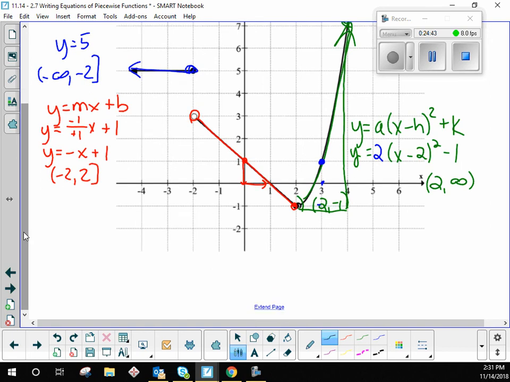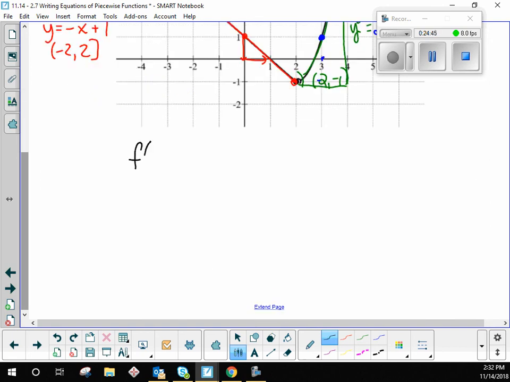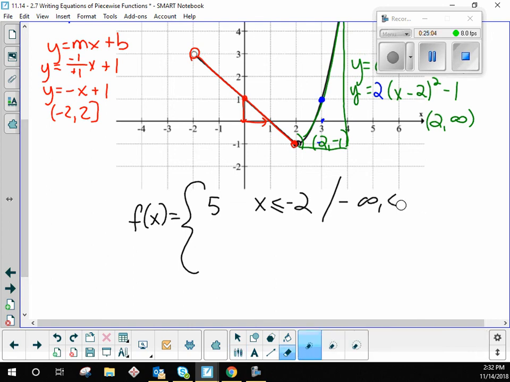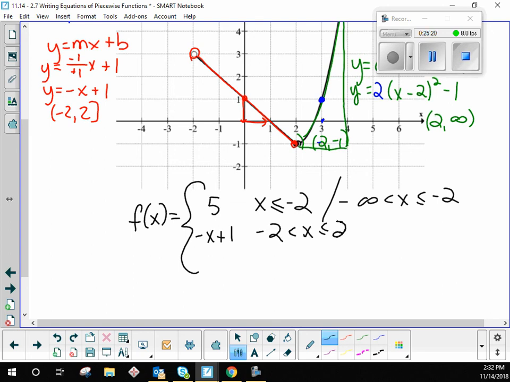So real quickly, so I know that your inequalities are good. By the way, you don't have to call it f of x. You can call it any of the letters of the alphabet. So we had 5 from x less than or equal to negative 2. You could also write that as negative infinity to negative 2. Could also write it like that. The linear piece is negative x plus 1, negative 2 excluded to 2 included.